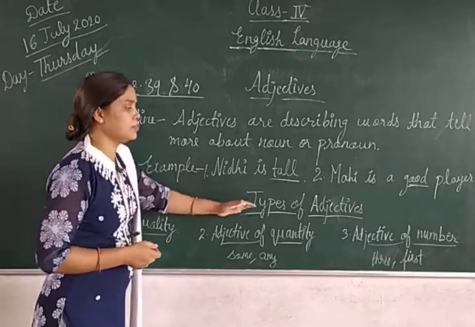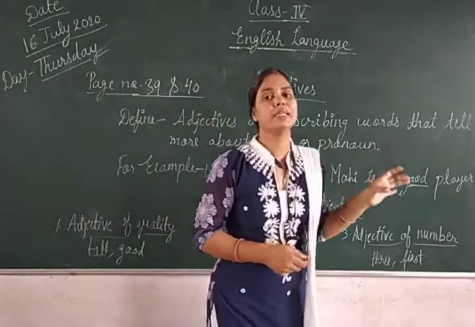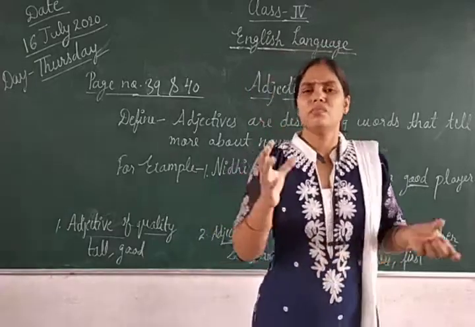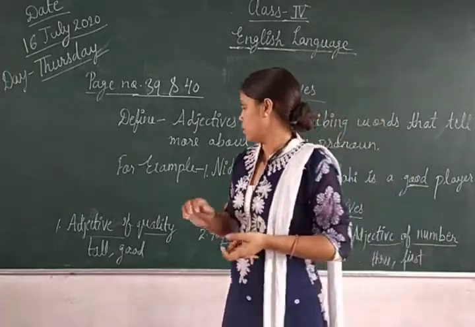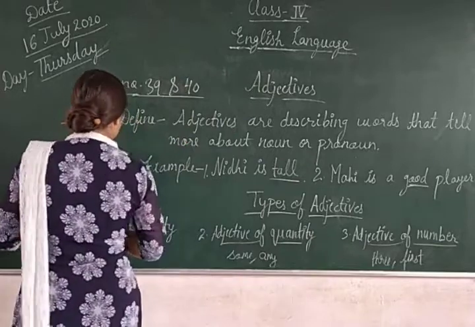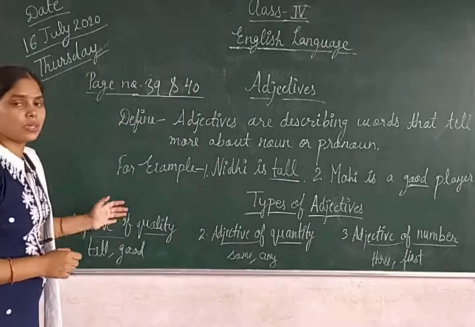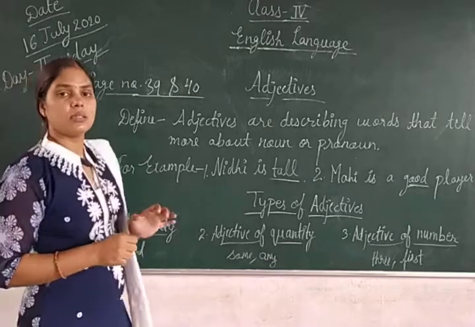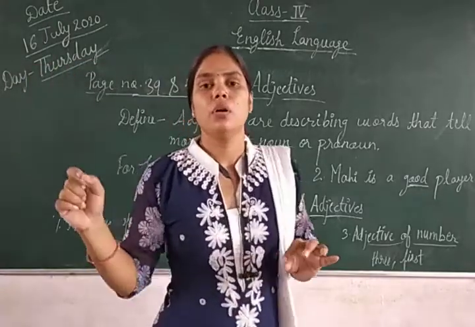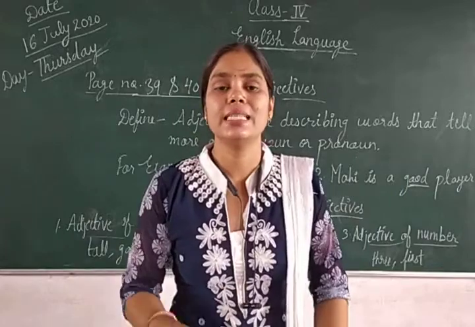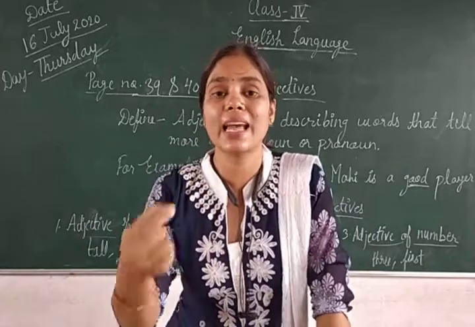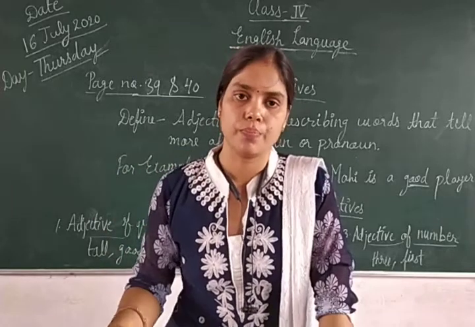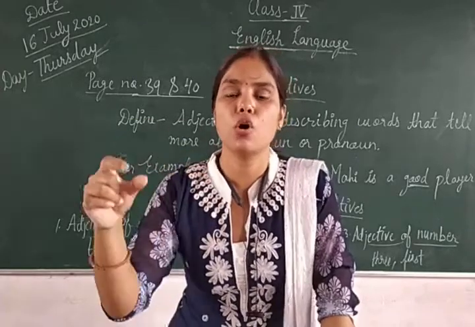Now this is the definition and these are the examples given here. Now move on to the types of adjectives. What are the different types of adjectives? Okay, so I just want to explain to you what is the adjective of quality. What is the adjective of quality? Adjective of quality is that kind of adjective which describes the quality of that noun, quality of that person or thing.